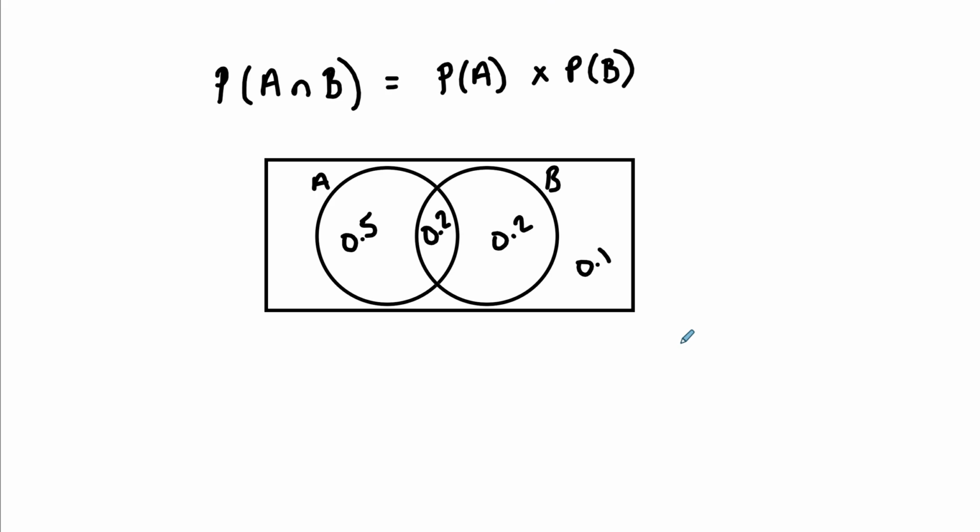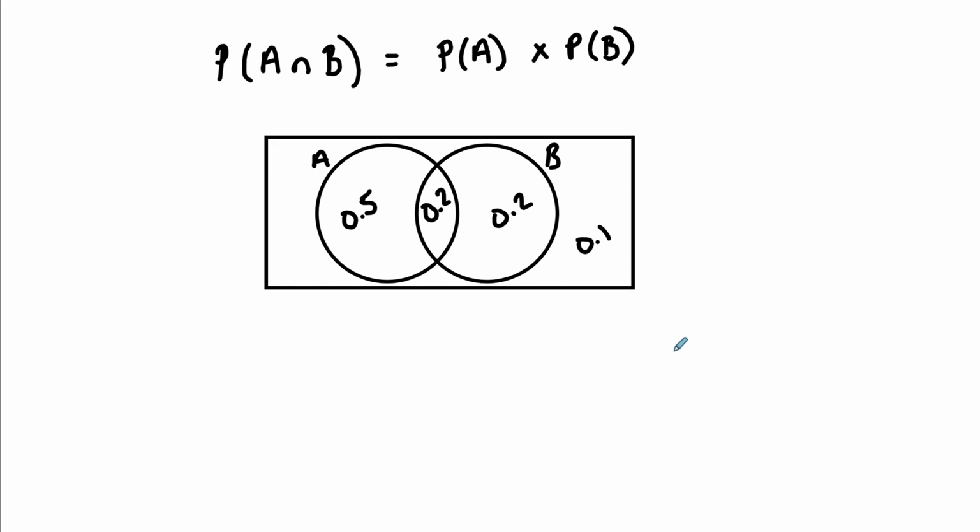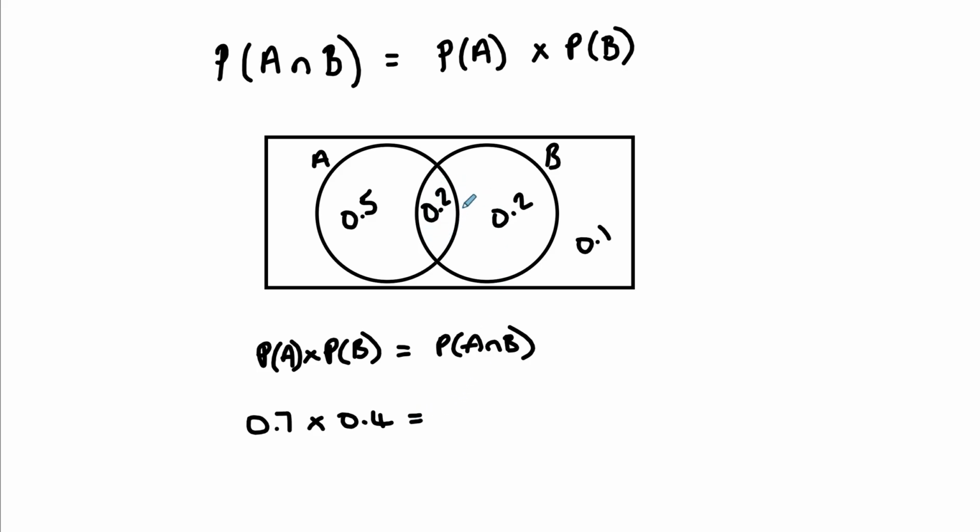Okay, so we can test if events A and B are independent in this example by checking if the probability of A times the probability of B is actually equal to the intersect. So the probability of event A is 0.7. The probability of event B is 0.4. And if that happens to come out as 0.2, then the events would be independent.